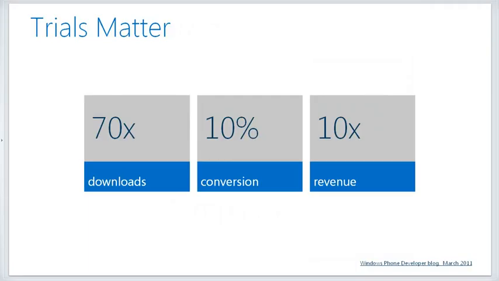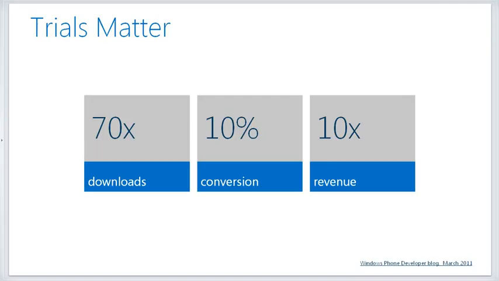The next thing I want to talk about just very briefly is trials. So we have done some research with the Windows Phone marketplace, and we found that if you write a paid application and you include a trial, a paid application with a trial is 70 times more likely to be downloaded than a paid app without a trial.